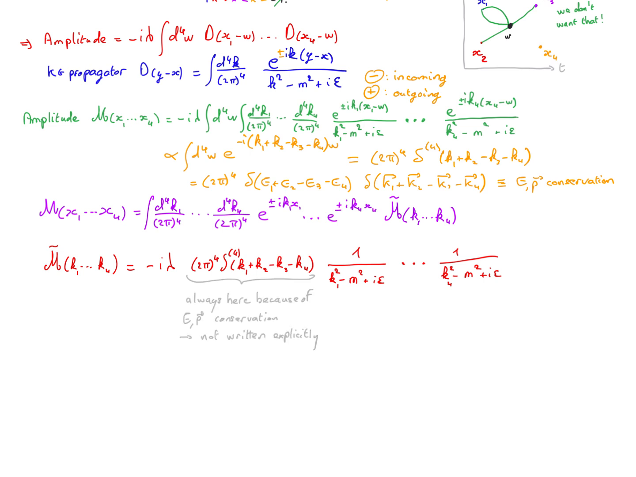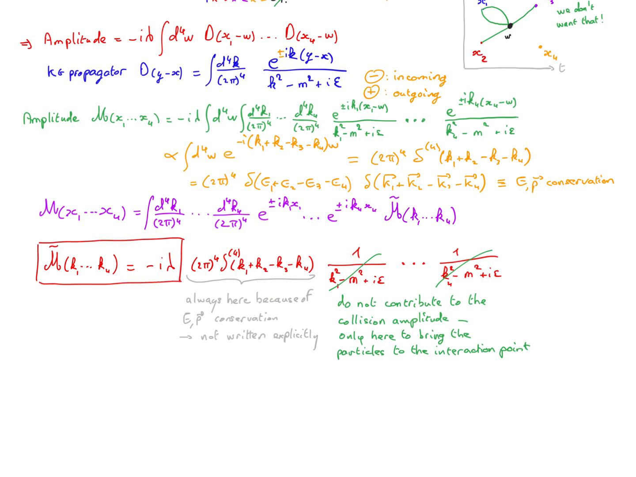The last four terms are the propagators for free particles in momentum space. We don't need to have them because they are not contributing explicitly to the collision amplitude. They are just here to bring the particles into the interaction point in space-time. So our final amplitude in momentum space for the collision at first order in lambda is just minus i lambda. Although the result is simple, it took us quite some time to get there.